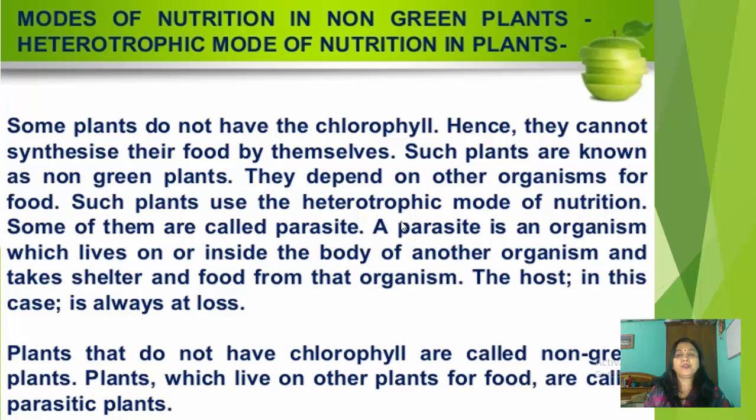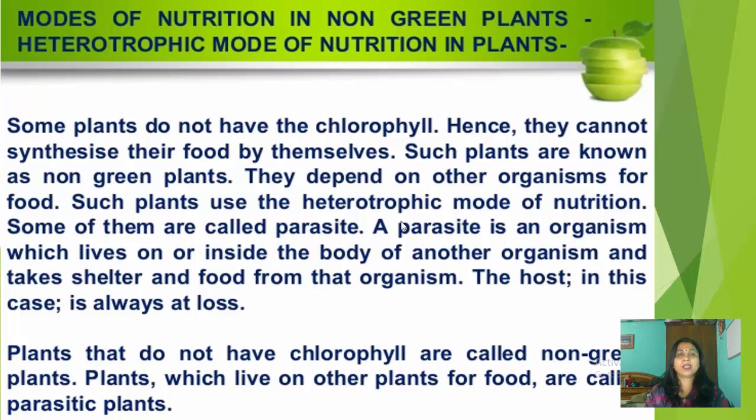Among this heterotrophic mode of nutrition, we are going to learn about four main types: parasitic plants, saprophytic plants, insectivorous plants, and symbiotic plants. So first of all, coming to the parasitic plants. Parasitic plants obtain nutrition completely or partially from the other plant. The plant from which it derives its nutrition is known as the host.